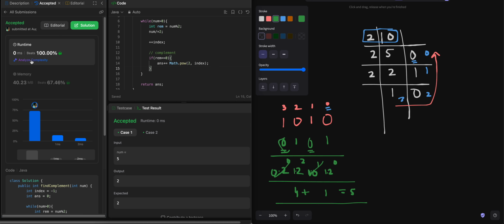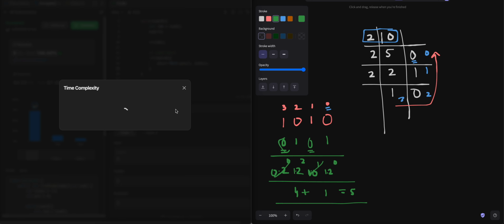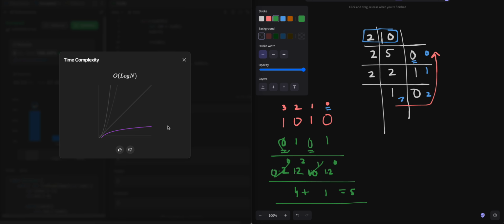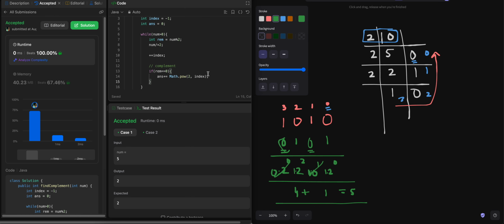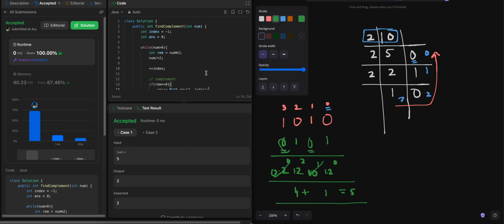So yeah guys, let's analyze the time complexity also. It is coming as O of log n, and it beats 100% of the solutions. So yeah guys, that was the complete solution. Hope you understood all the thought process that was behind it.